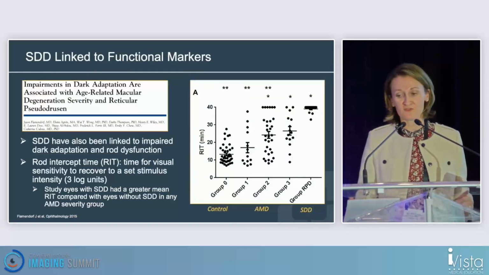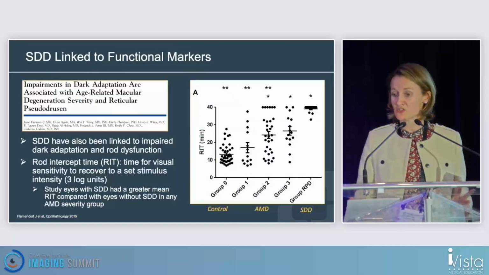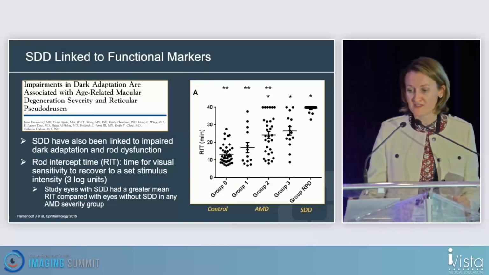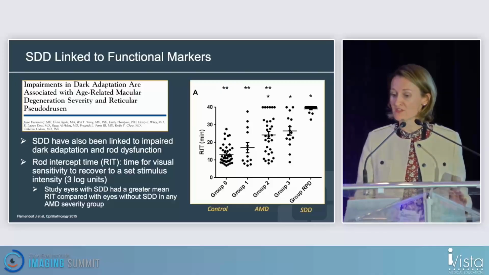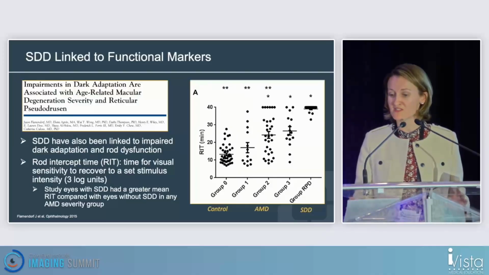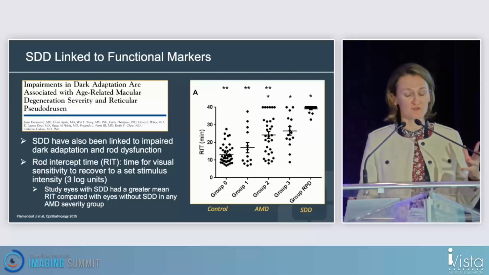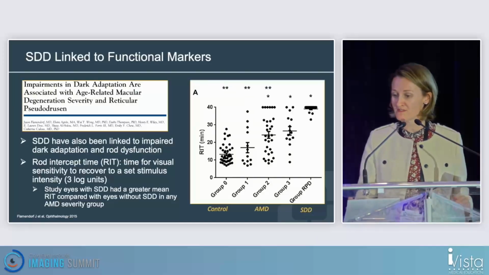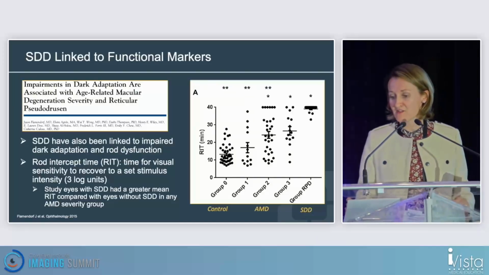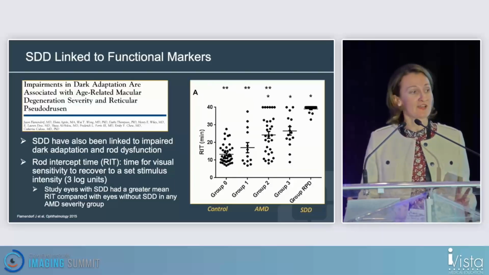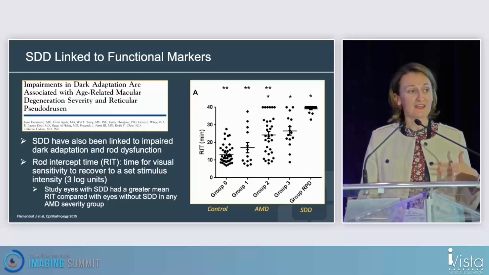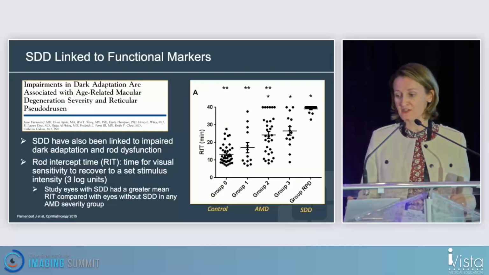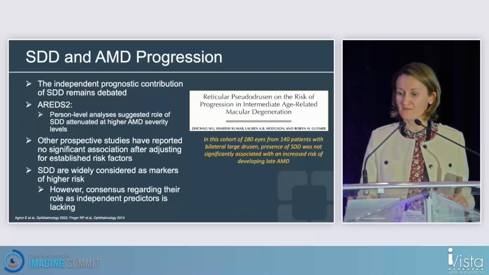There have also been papers looking at SCD being linked to functional markers as well. This is a paper looking at impaired dark adaptation and rod dysfunction. The metric that they looked at was rod intercept time, the time for sensitivity to recover to a set stimulus, which was 3 log units. And in this study, they found that patients who had SCD actually had a greater mean rod intercept time compared to eyes without SCD, as well as in any AMD-like severity group shown there.